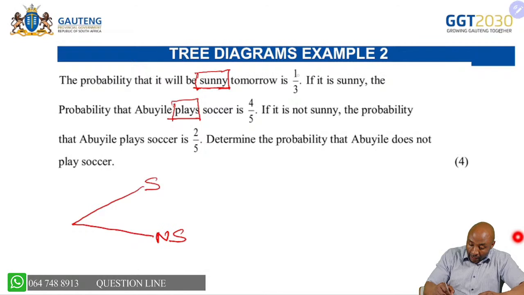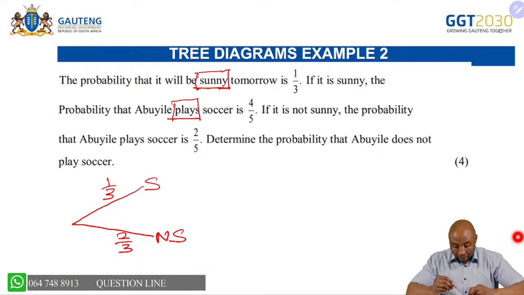We are given one probability there. The chance that it will be sunny is 1/3. So the chance that it will not be sunny becomes 2/3. Remember, I always said that when you are looking at your branches, the probabilities must always add up to 1. Whether you are using numbers or probabilities, they must give you 1 when you add the 2 branches or the 3 branches.